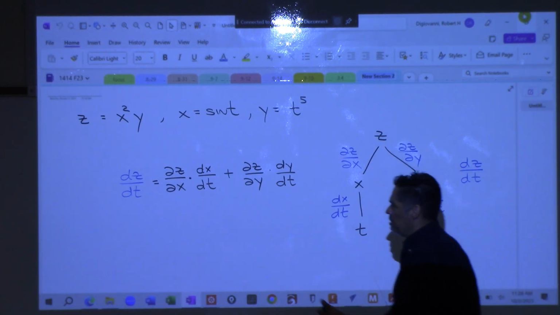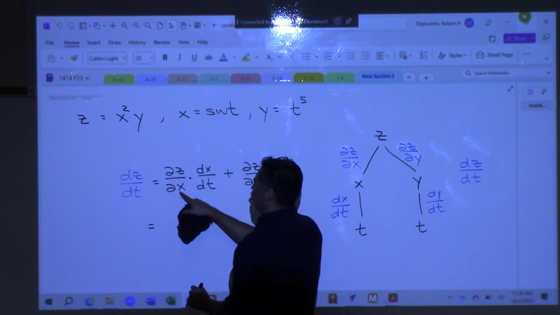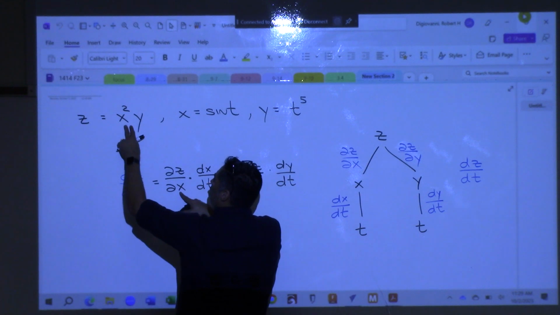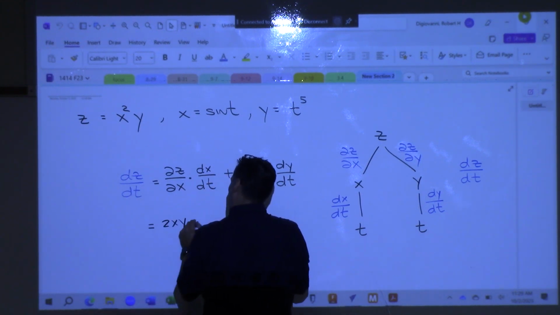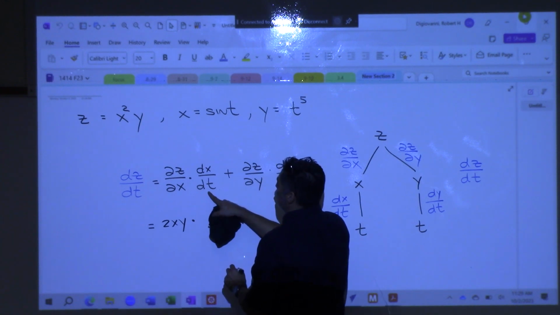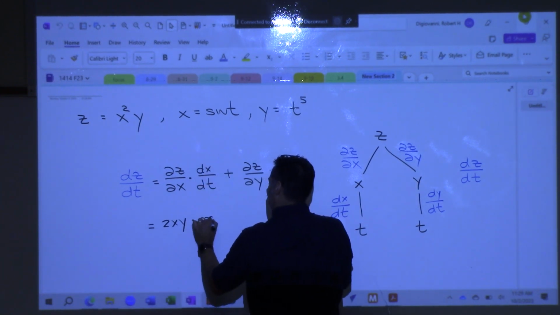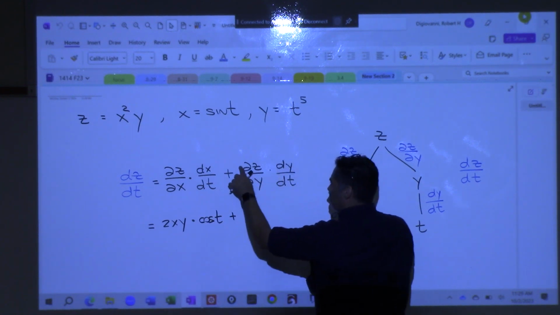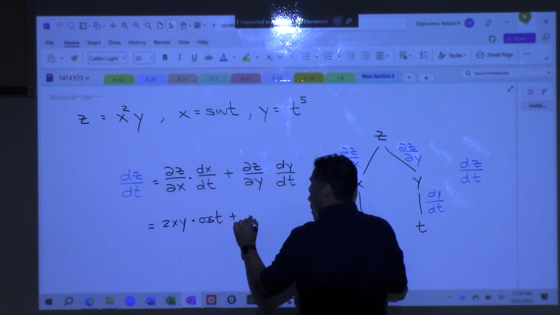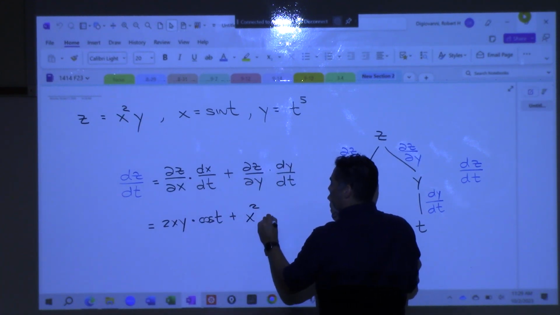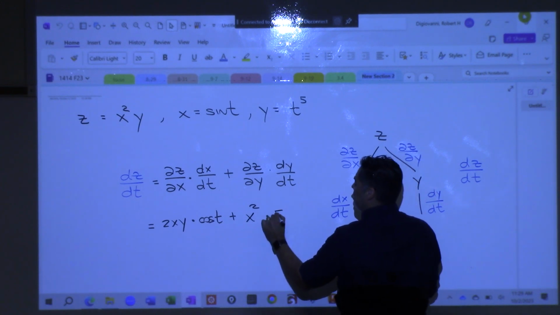And now let's find out what each of these were. What's the partial of z with respect to x? We did that earlier, didn't we? 2xy. Times, what's the derivative of x with respect to t? Cosine t. Plus, what's the partial of z with respect to y this time? X squared, we did that earlier, right? Then not partial, derivative of y with respect to t: 5t to the fourth.